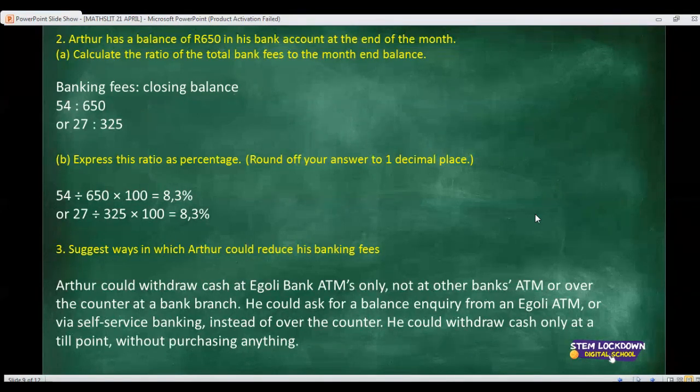And if you monitor them, it helps you keep track of where your money is going and how you are spending your money. Can you imagine what he could have done with an extra 54 rands, or what you could do with an extra 200 rands that usually goes over to bank charges? So plan your money properly. Like now, he should try to reduce his banking fees.